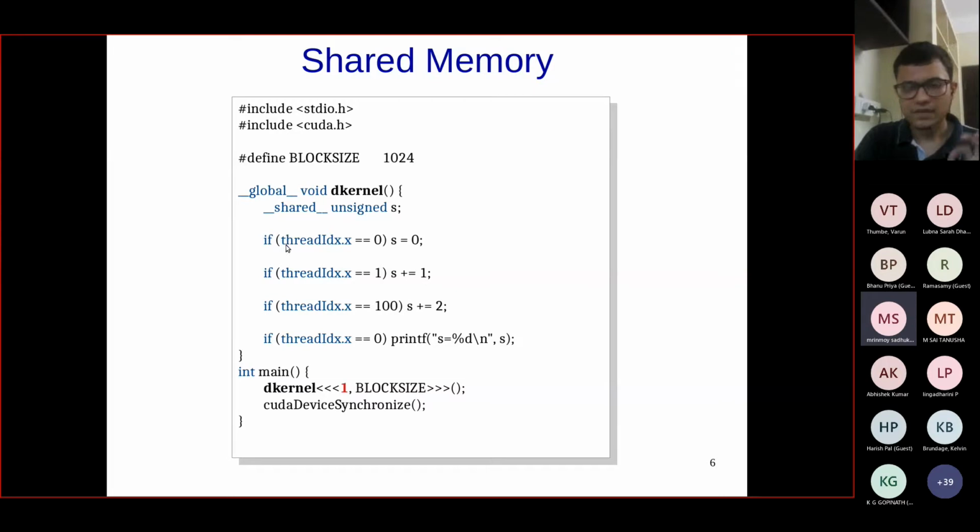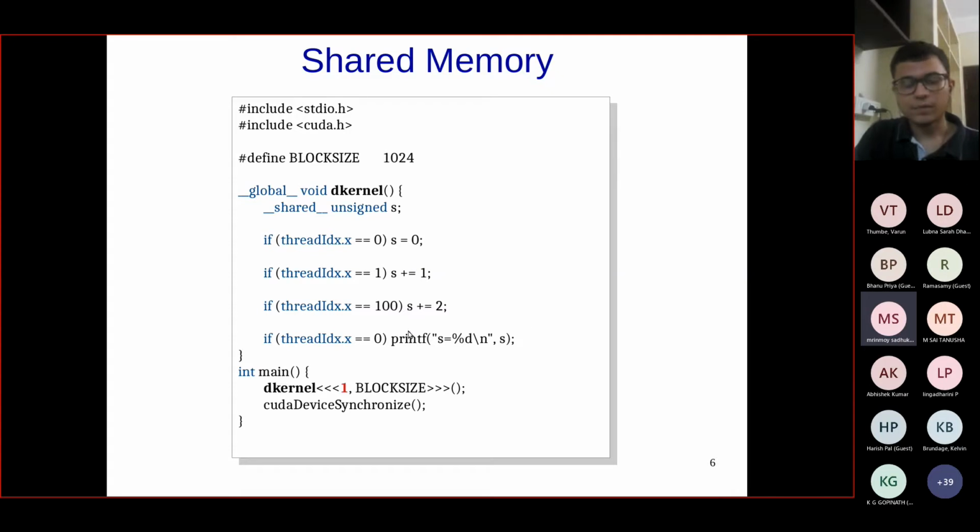When I say that warps execute in SIMD fashion, the first thing to observe is that the statement thread id x dot x equals 0, then make s equals 0, then the statement thread id x equals 1, then make s plus equals 1, and the statement that prints s when thread id is 0, these three statements will always be executed in lockstep fashion. So there is one thing for sure here: this will be executed, then this, and then the last printf. This order is fixed. There is no change in this order.